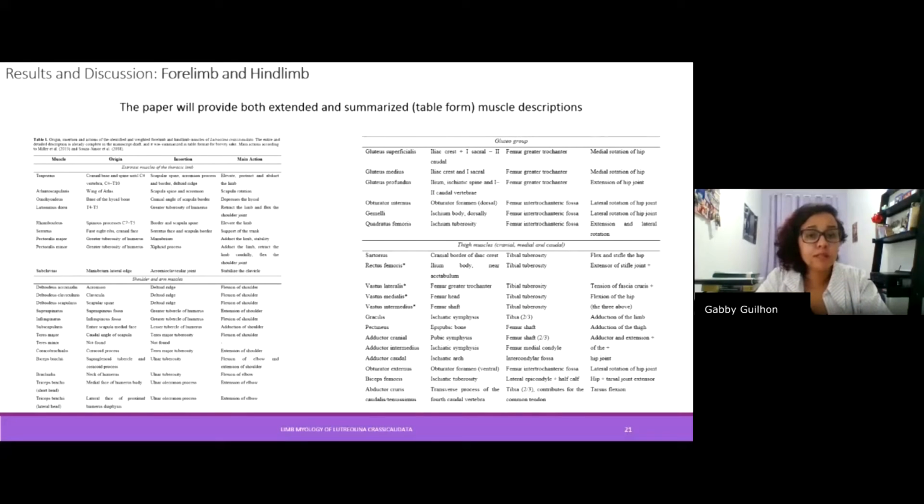Well, the paper will provide both extended and summarized muscle descriptions in table form and also the extended text, because I realized that during these sections it's very useful to have both brief and detailed descriptions. So keeping it in the paper will help future researchers during data collection.